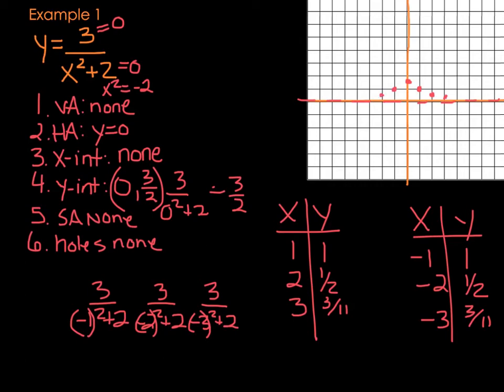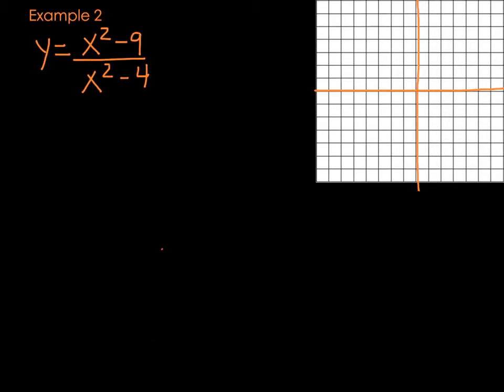and negative 3, 3/11ths. And I know it's going to approach the asymptotes just like this. It looks like a little anthill, only it goes on forever in both directions. And that is it. Here's another example.